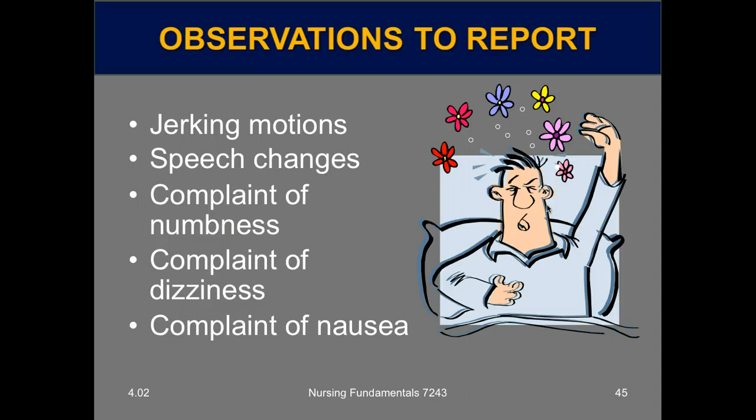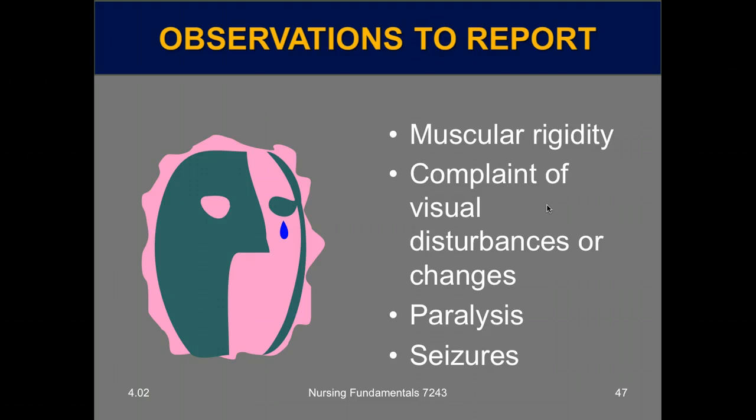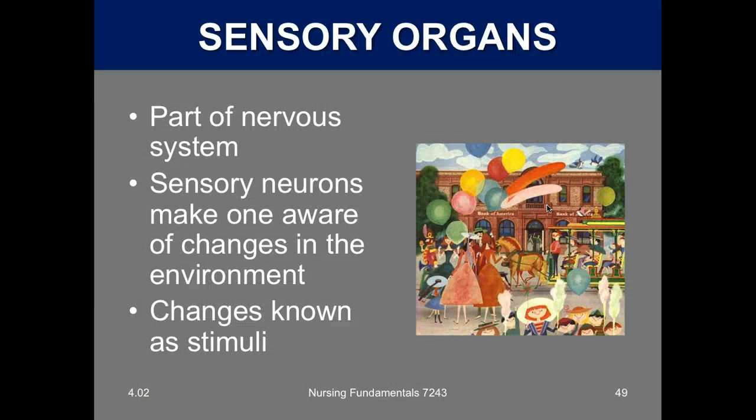Things to report would be jerking motions, changes in speech, complaints of numbness, complaints of dizziness, complaints of nausea, confusion, complaints of loss of feeling on one side, be that right or left, incontinence, which is the inability to control your urine, deranged thought processes, tremors, muscular rigidity, complaints of visual disturbances or changes, paralysis, seizures. So let's move on into the sensory organs.